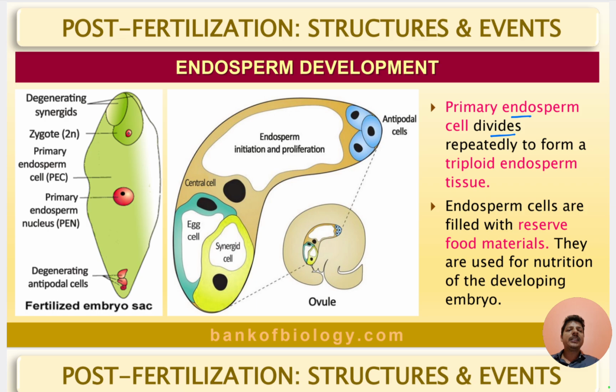The primary endosperm cell, the PEC, divides repeatedly to form a triploid endosperm tissue. Endosperm cells are filled with reserve food material. They are used for the nutrition of the developing embryo.